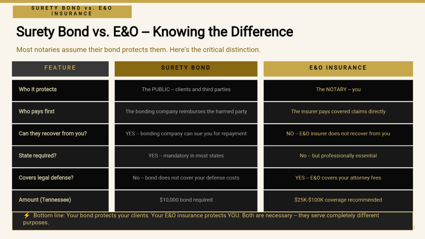Why is this step often misunderstood? Because most notaries think of their surety bond as protection. But a surety bond protects the public, not you. The bond reimburses harmed parties, and the bonding company can recover those costs from you personally. E&O insurance is the coverage that actually protects the notary. The 3-part structure: your commission establishes authority, your surety bond satisfies the state requirement, and your E&O insurance provides the financial protection that keeps a claim from becoming a personal financial crisis.